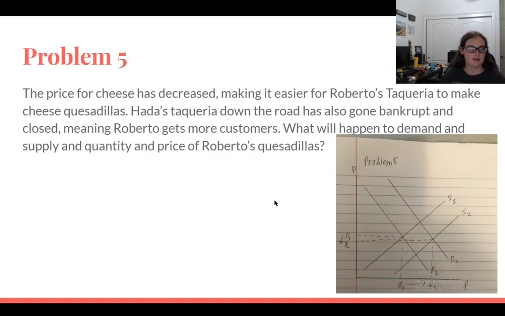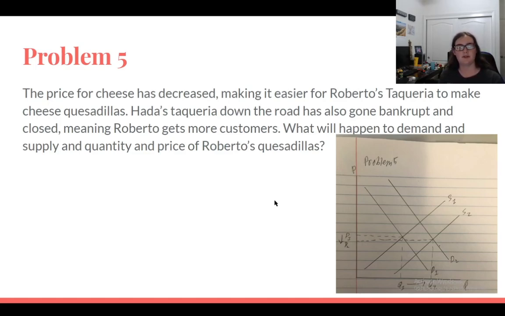Problem 5. The price for cheese has decreased, making it easier for Roberto's Taqueria to create cheese quesadillas. Ada's Taqueria down the road has also gone bankrupt and closed, meaning Roberto gets more customers. What will happen to demand, supply, quantity, and price of Roberto's quesadillas?